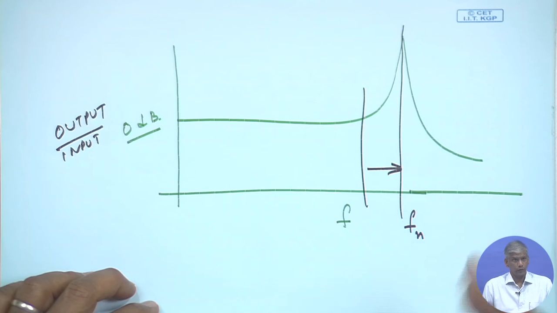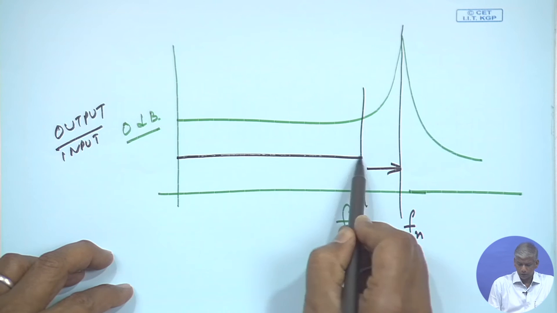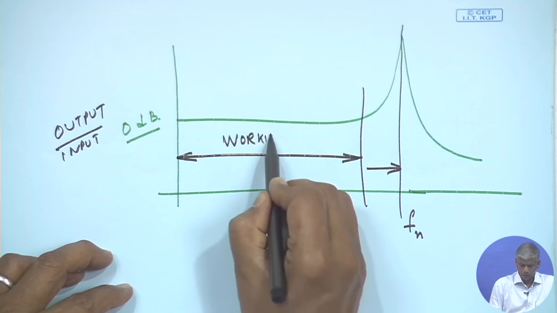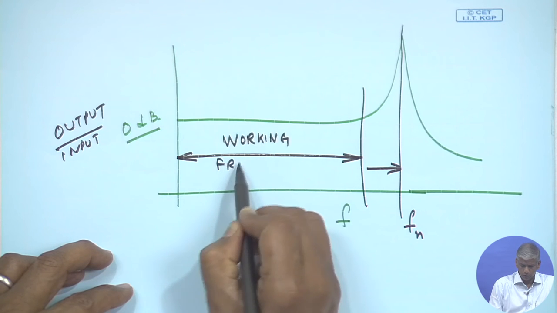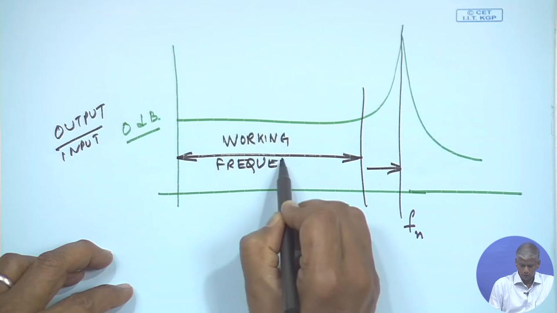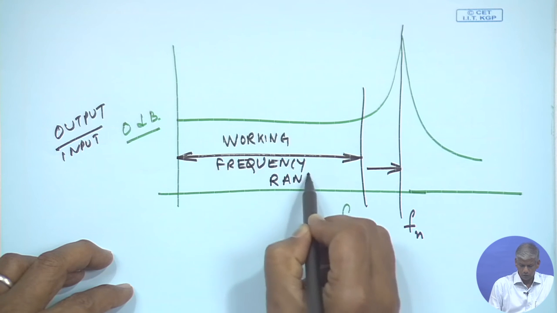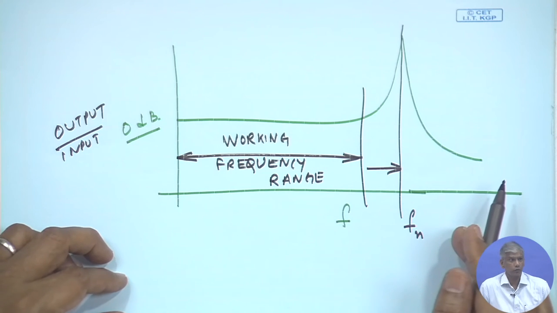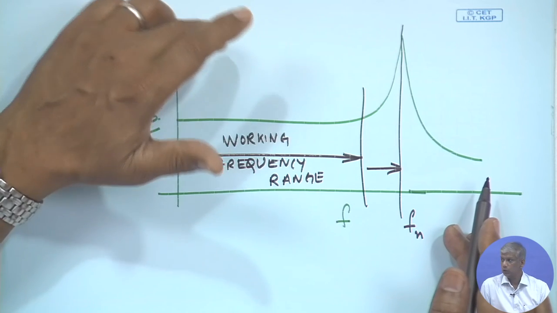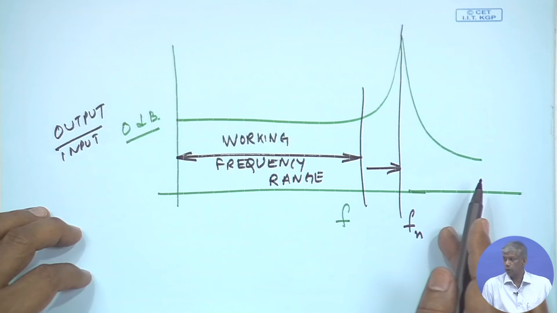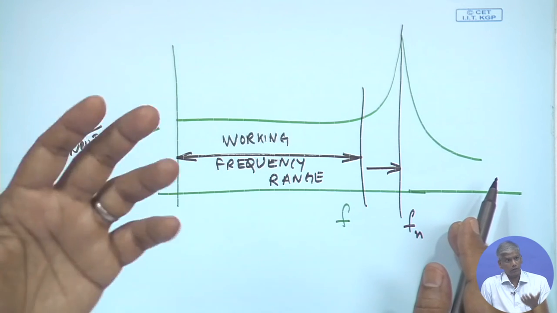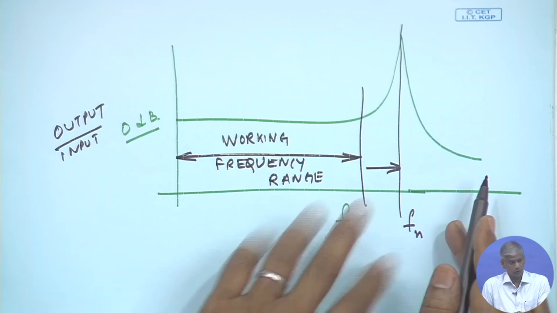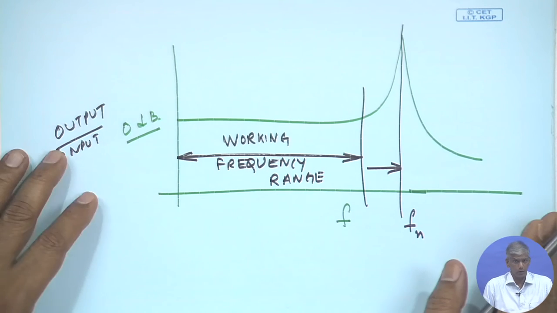So when you select an instrument, the manufacturers give us what is known as the working or usable frequency range. So I need to measure only in this range. If you look up any transducer's dynamic features, you will typically get this kind of a plot. Okay. And it tells the maximum limit of frequencies to which you can measure. Okay, that's something to keep in mind.